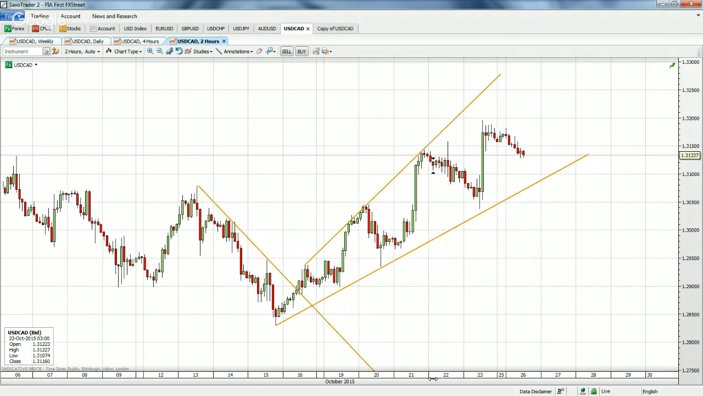But we talk about impulse and corrective moves. Okay, this is impulsive, this is corrective, this is impulsive, this is corrective, this is impulsive, this is corrective. So we should get at least one more impulsive move to the upside before a possible reversal. So at the moment, like I said, still buying dips in dollar CAD.